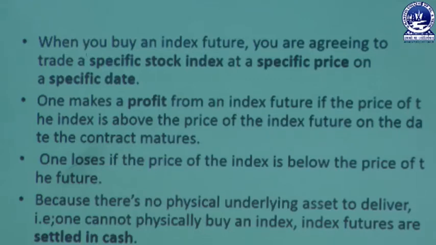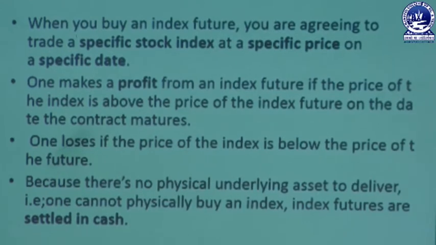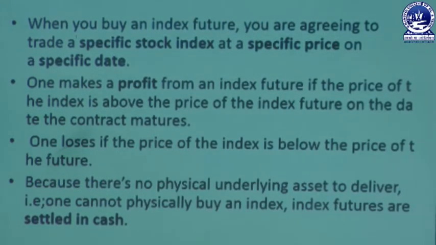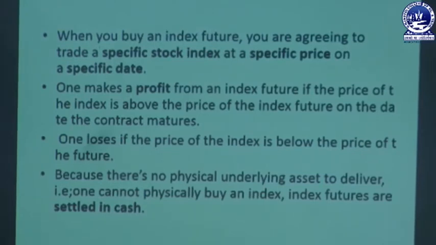As in other futures or derivatives we have talked about, we have the underlying asset. Depending on the type of underlying asset, we settle either in cash or by physical delivery of that asset. In the case of stock index futures, as we cannot have physical delivery of the stock index, that is impossible, so stock index futures are always settled in cash.